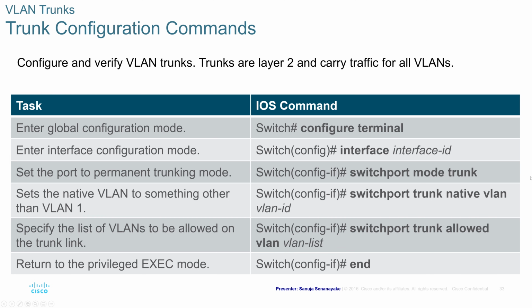That is where we make it a trunk port. Then switchport trunk native vlan, and we give the native VLAN ID that we will be associating with that trunk. Then switchport trunk allowed vlan will let you enter a list of VLANs that will be allowed on that trunk link. So you go switchport trunk allowed vlan, and you can enter the list of VLANs that you allow through this trunk. Finally you can exit configuration mode with the end command.